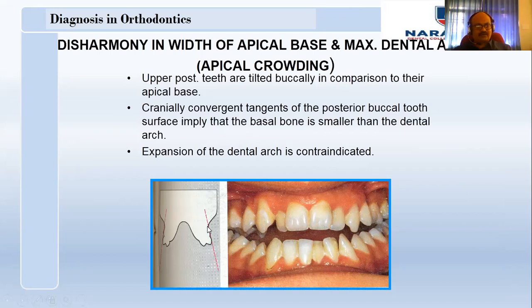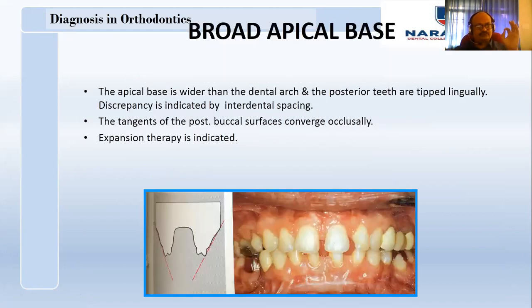So if the teeth are already buccally tilted, you cannot tilt them more by expansion methods to treat a buccal cross bite. So all these things you have to note down. Now you can see a broad apical base, because the tangent line drawn to the buccal surface of the posterior teeth and the apical base is sloping inwards. This clearly indicates that to make this line parallel, you can expand the arch.